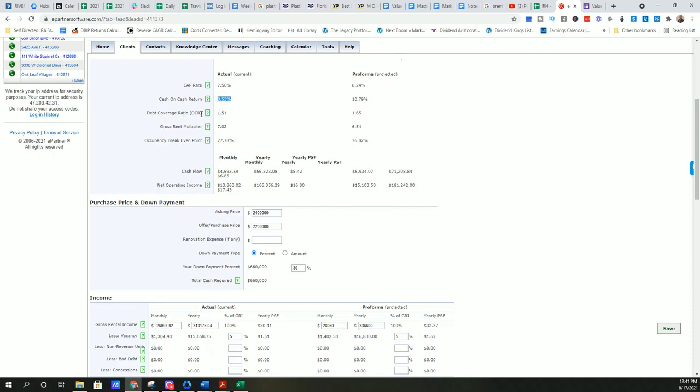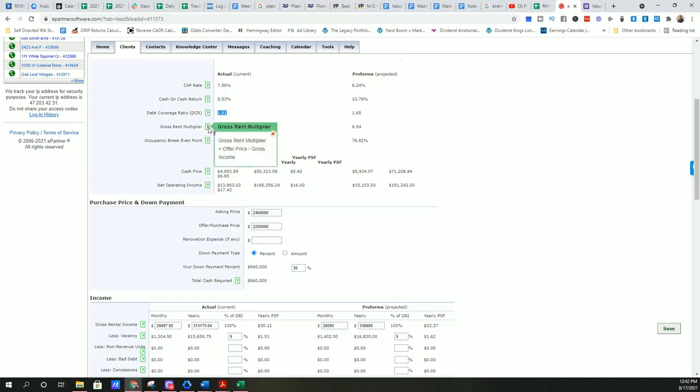This is an important number, debt coverage ratio. Banks look at this when they go to finance a property. Typically, this has to be above 1.5 for the bank to even consider financing it. So this property barely meets that threshold. I look for anything typically above 2 on this metric.